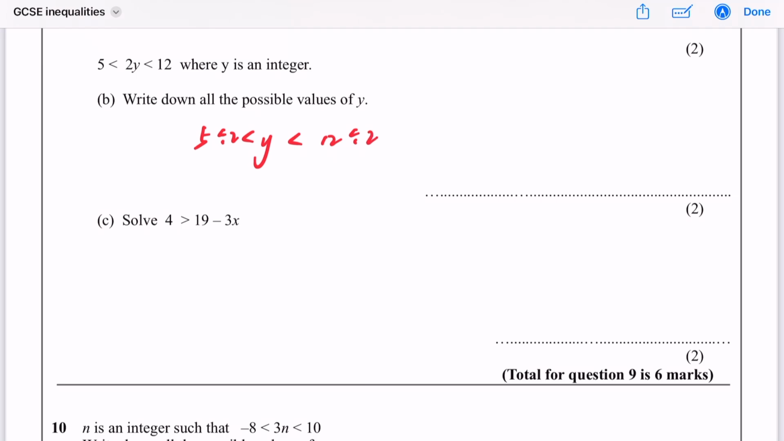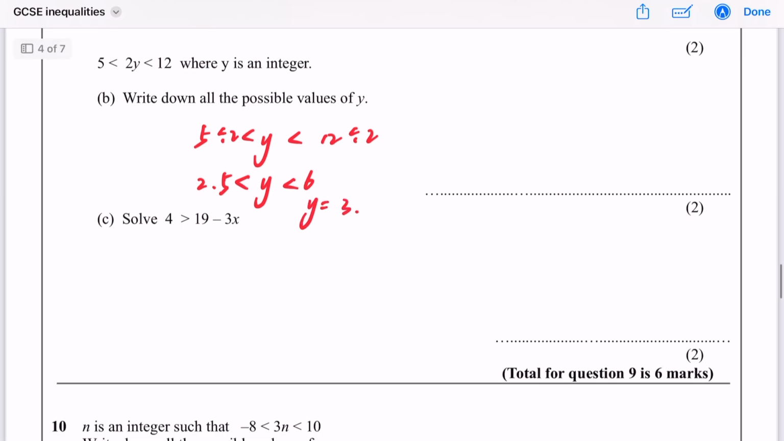Because the question is asking us to write down all the possible values when y is an integer, I'm intending to convert everything into a decimal rather than a fraction in this case. So y is greater than 2.5. y is less than 6. Do we have any value for y that satisfies such an inequality? Yeah, I think y can equal 3, 4, and 5. And these are the final answer.